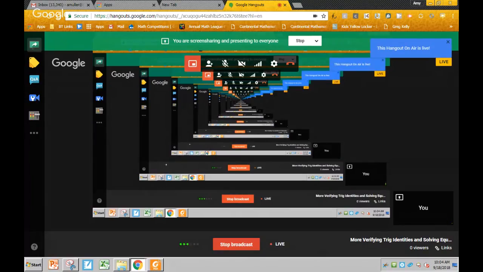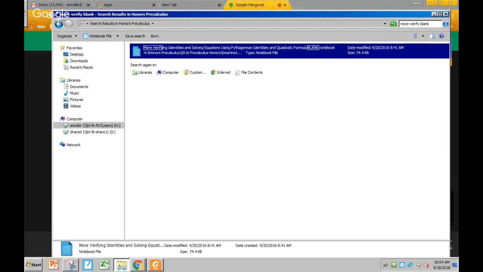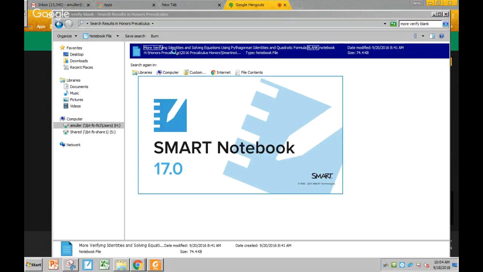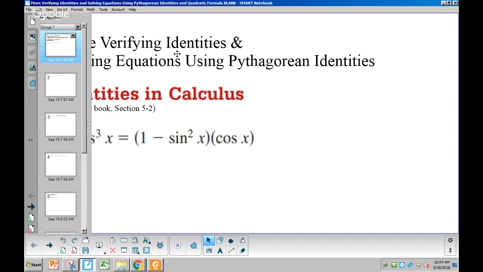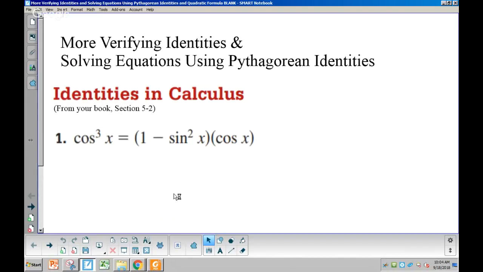All right, so today we're going to talk about more verifying with trig identities, and we're going to solve some equations too. All right, so we need to take our guided notes. And I like to take some identities from your book because in calculus, believe it or not, these trig identities are going to be your best friend, especially when you're trying to integrate something. And when we get to that in maybe calculus next year, I'll say, remember when I said these identities were going to be your best friend? You'll go, oh yeah, I remember that.